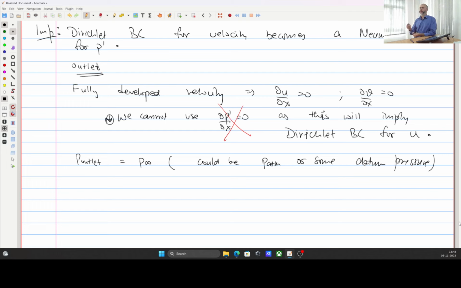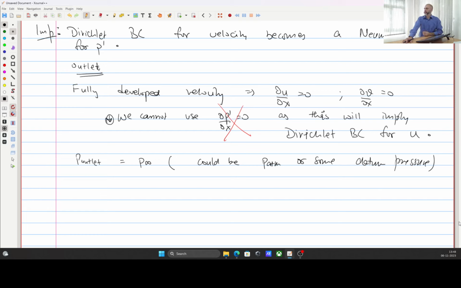So the absolute value of pressure does not matter. It's the difference between 2 points. So if I specify the value at one point to be something, then the values at other points can be calculated in reference to that point. So at the outlet, we typically will use the boundary condition that P outlet is some reference pressure. We call it P infinity.